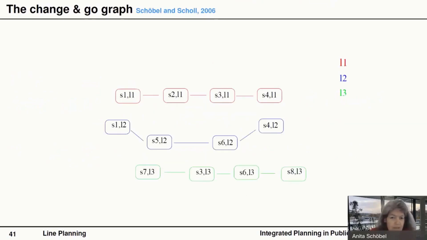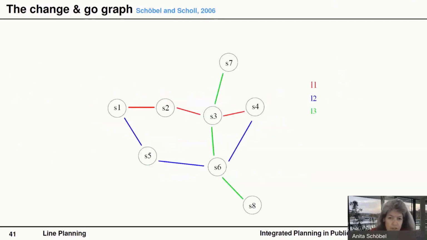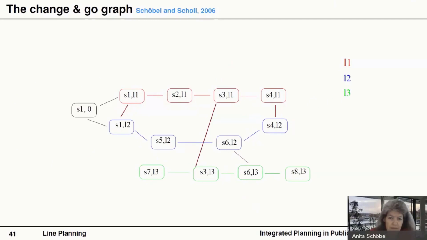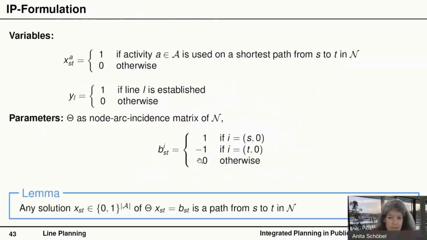We need also one more construction, namely what we call the change-and-go graph, where we can take account of the transfers between different lines and give some weights to them. And then we can use some shortest path procedure in the model. So I showed you yesterday that we can model shortest paths as an integer program. So we need exactly such variables to model a shortest path for every OD pair from S to T.